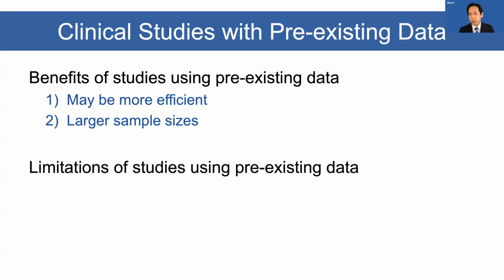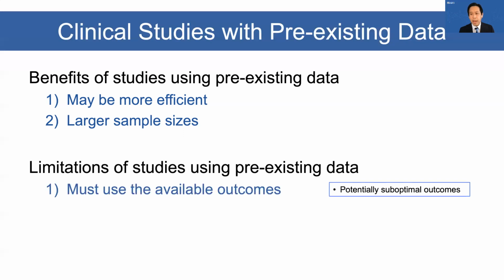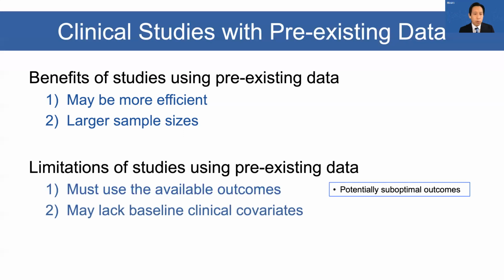There are, however, also limitations to pre-existing data. The first is that the outcomes that we use must be available in the data set. And the issue with that is that the outcomes that are available may not be the most sensitive for answering your question. Another limitation is that pre-existing data may lack important baseline clinical covariates, so residual confounding may be a problem, meaning that there may be other factors besides anesthesia that's driving the differences between exposed and unexposed children, but you cannot account for these factors because you lack the necessary data.